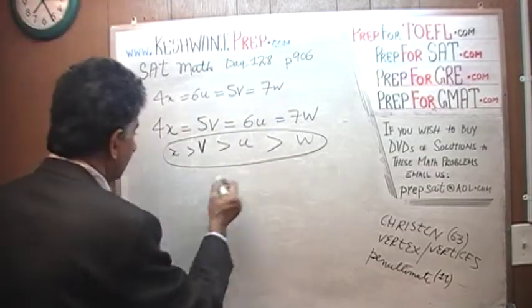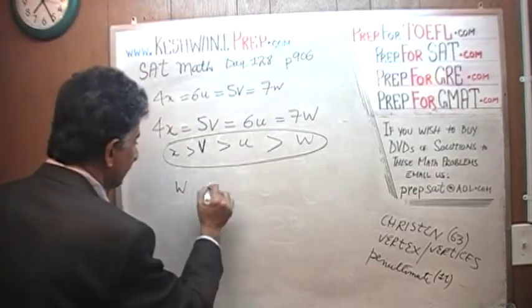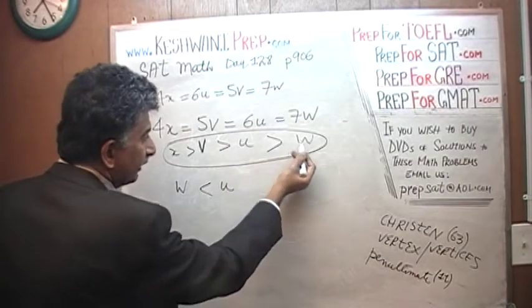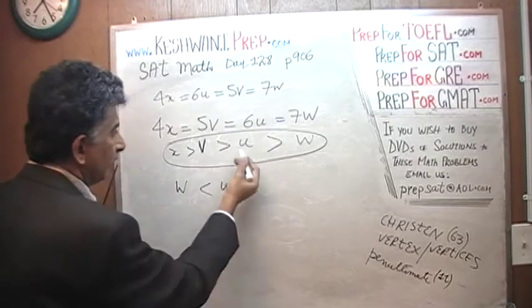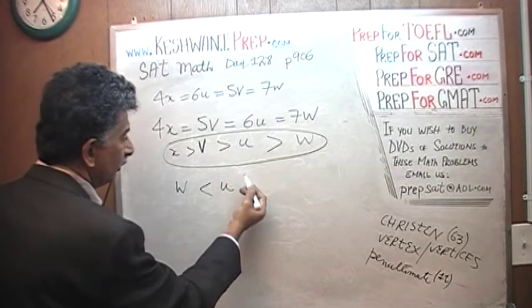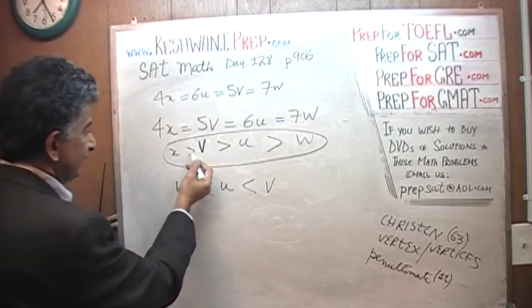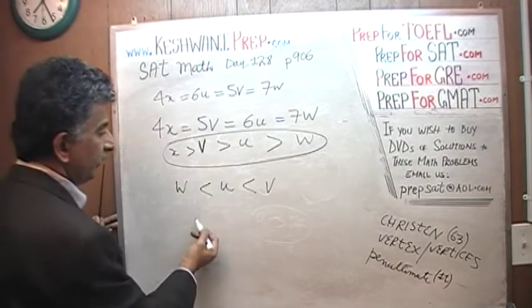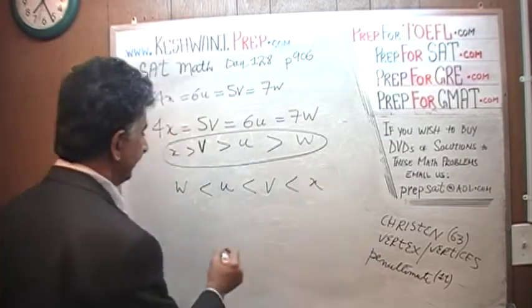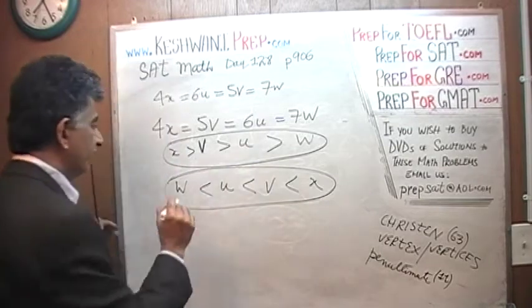So w would have to be less than u. If u is more than w, then w would have to be less than u. If v is more than u, then u would have to be less than v. If v is less than x, then x would have to be more than v. That's it. This is the answer.